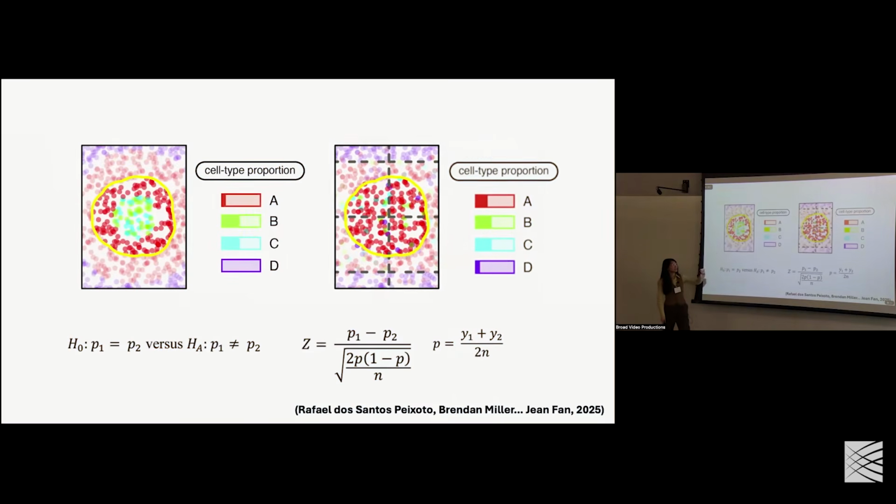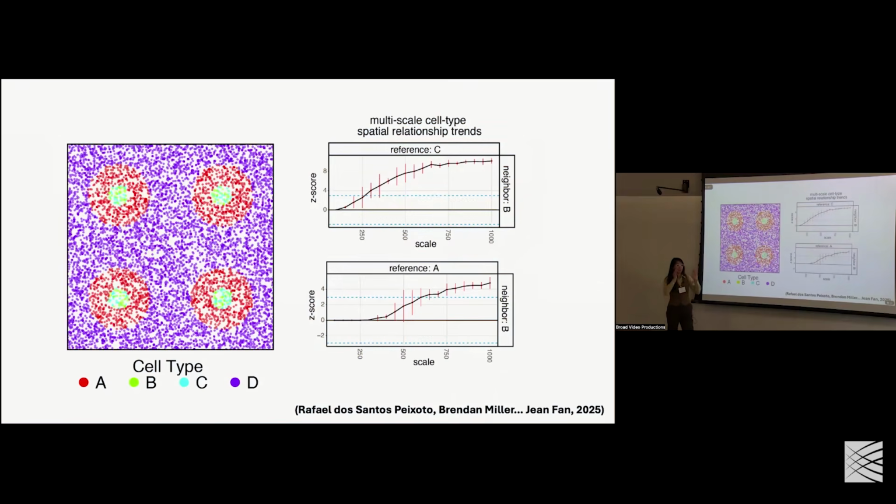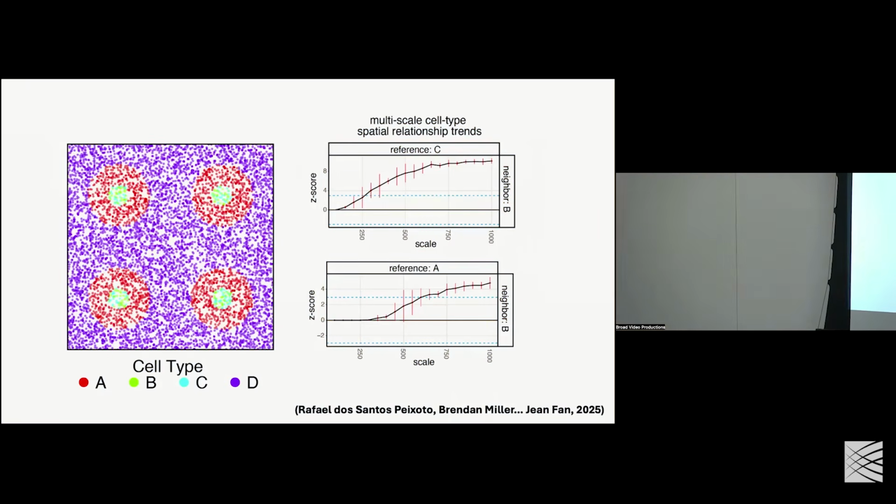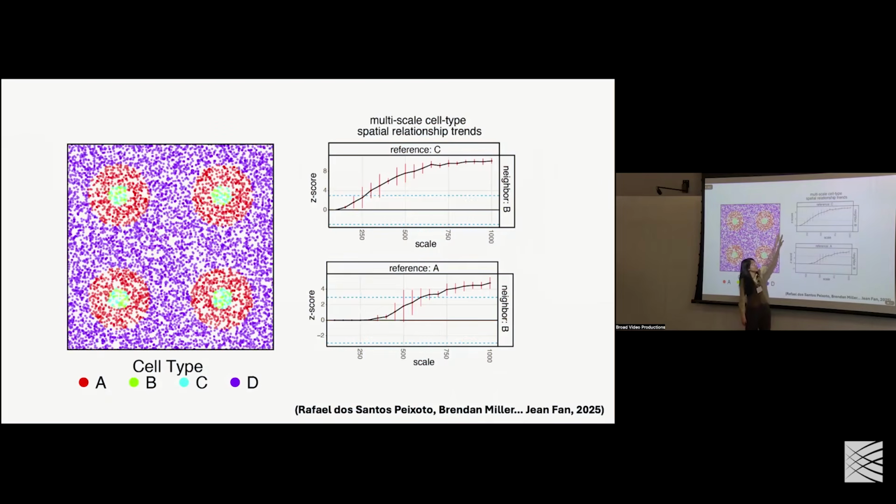So given this observed cell type proportion and this permuted cell type proportion, we can do a standard proportion z-test and evaluate whether there are certain cell types that are more enriched in my neighborhood than what I expect by chance based on these permutations. That allows me to derive a z-score, but importantly, I derive a z-score at various different scales. That's what's shown on the x-axis. I can do this evaluation of the z-score at different scales.